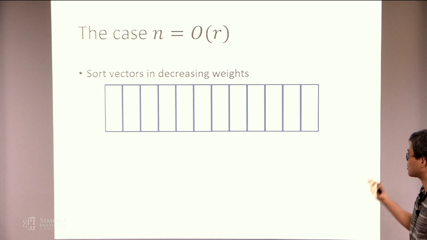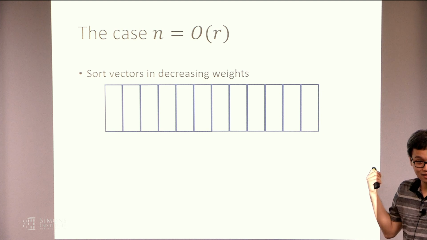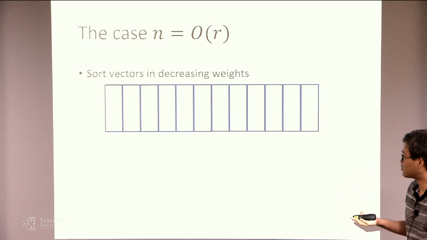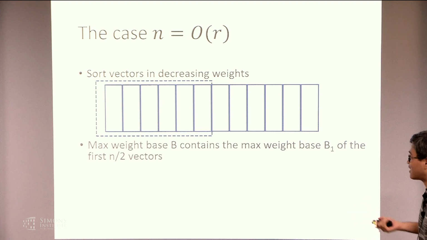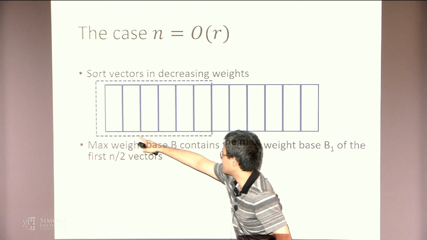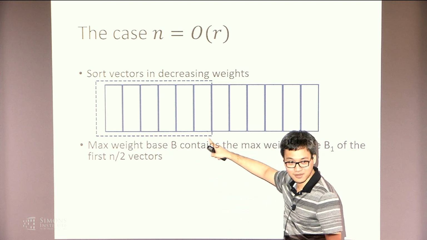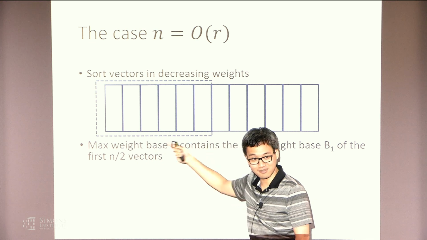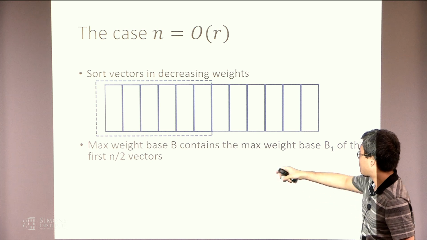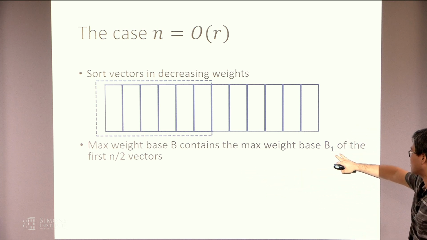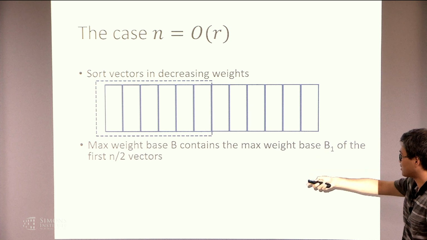Right? So we do like greedy. We sort all the vectors in decreasing weight. And in greedy, we would go through them one by one and pick as long as they preserve independence. So here we do basically divide and conquer instead. Right? So observe that for the maximum weight base, we compute the maximum weight base for the restriction on the first half of the vectors, because greedy exactly just runs greedy on the first half and then runs greedy on the second half. So the maximum weight base is nothing but just start out with the maximum weight base for the first half of the vectors.